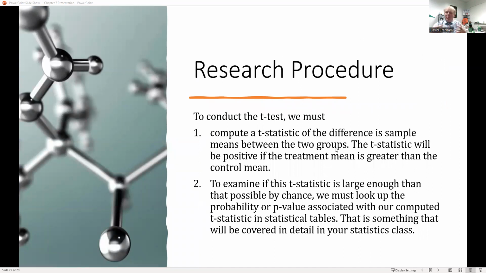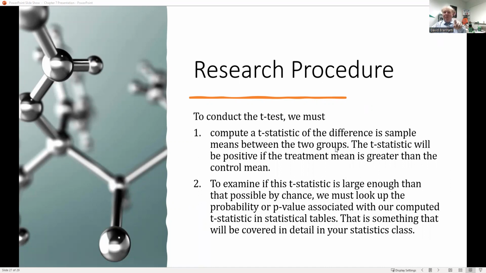After that, you have your research procedure. To conduct your t-test, you must, one, compute a t-statistic of the difference of the sample means between the two groups. The t-statistic will be positive if the treatment mean is greater than the control mean. So first, look and see: is that treatment mean greater than the control mean? Do people vote more if they get the card than if they don't? If they don't, the test is over, it's done. But if they do vote more, then you have to find out if that difference is significant.